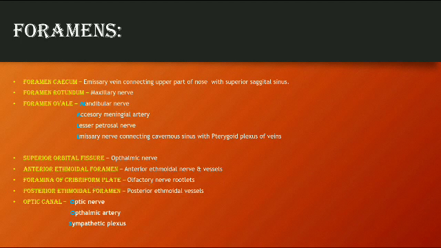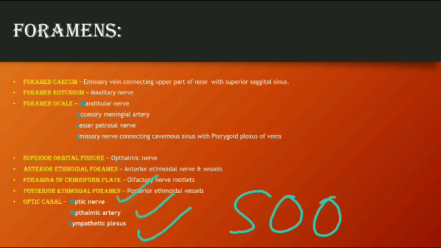Now the last one in this slide is your optic canal. Where was it present? It was present in the lesser wing of the sphenoid bone. And where was the superior orbital fissure present? Yes, it was present between the lesser and the greater wing of the sphenoid bone. And how will you remember the optic canal contents? Remember it as SOO. So the optic canal contains the optic nerve, ophthalmic artery, and sympathetic plexus. It's very easy to remember.